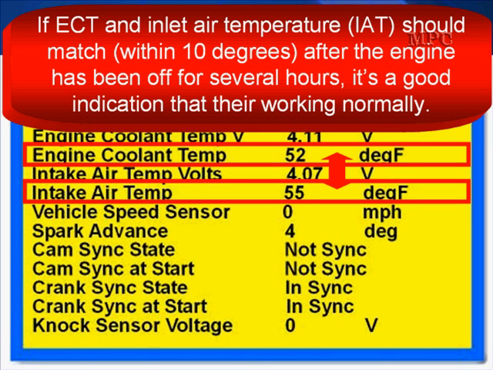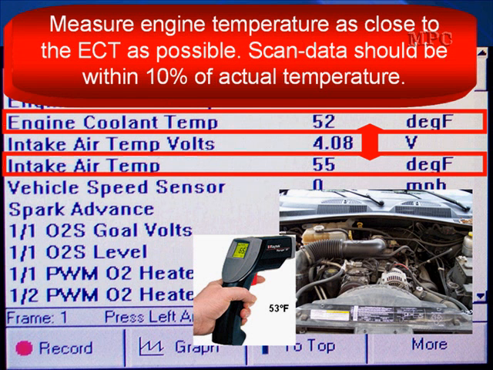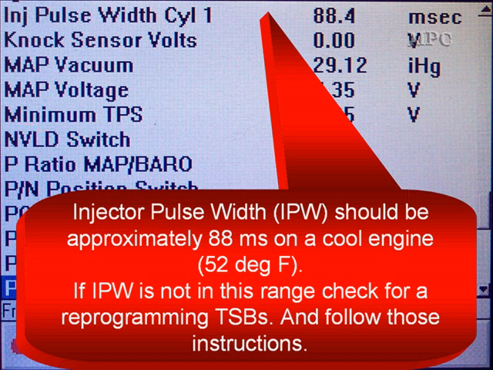It's a good indication that they're working normally if they're close to each other after several hours of engine cool down. A more accurate test is to compare the ECT scan data to actual engine temperature. You can see that we're using our Raytek gun. Love those Raytek guns. Fast and accurate to measure actual engine temperature.